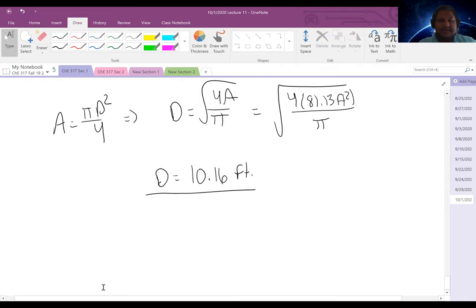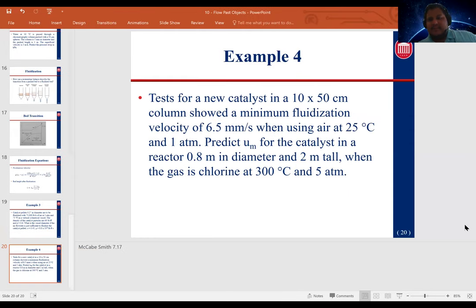All right, so we have enough time, I think, for one more example. So let's take a look. And so for this example, I see tests for a new catalyst in a 10 by 50 centimeter column showing a minimum fluidization velocity of 6.55 millimeters per second when using air at 25 degrees and 1 atmosphere. So the question asks, predict UM for a catalyst in a larger reactor that's 0.8 meters in diameter and 2 meters tall, assuming a new gas being chlorine at 30 degrees Celsius and 5 atmospheres. So this one's definitely a little trickier. I'll give you guys a few seconds to write it down.